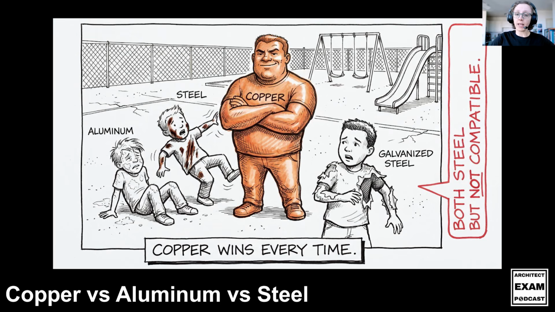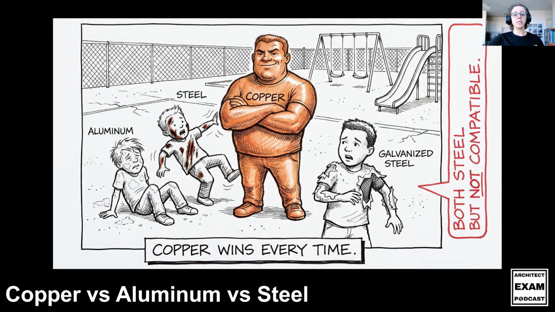Then there's copper and galvanized steel. Remember, galvanized steel has that zinc coating. Copper accelerates zinc corrosion dramatically. Water runoff from copper onto galvanized gutters or downspouts eats through the zinc coating fast. And once the zinc is gone, the steel underneath starts corroding too. A classic example is a copper roof with galvanized gutters below. That combination is a ticking clock.